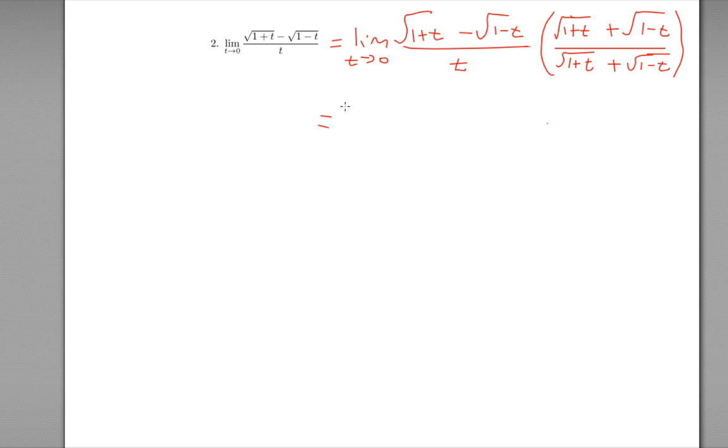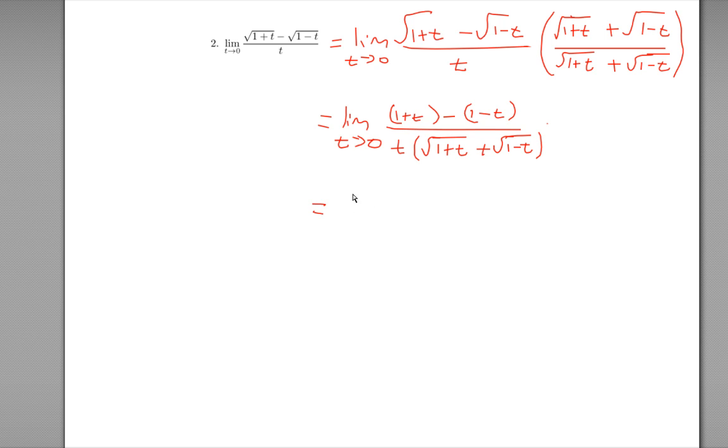So let's continue on and actually multiply all this out. The reason that you want to multiply by the conjugate is because when you multiply these square roots, the square roots end up going away. So the top is going to be 1 plus t minus 1 minus t. That's what we're going to get on the top once we carry out that expansion. And in the bottom, I'm just going to leave t times the square root of 1 plus t plus the square root of 1 minus t. I'm not going to bother expanding that out. It makes my life more difficult, so I'm just going to leave it like that.